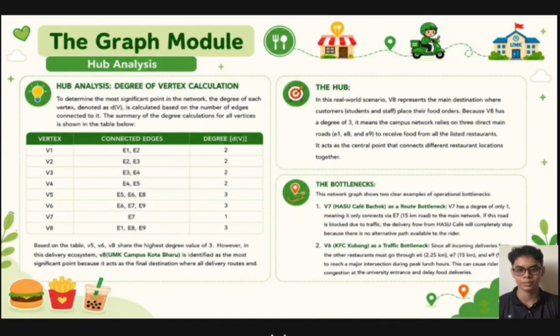Next, we analyze the hub in the graph. A hub is a vertex that has many connections to other vertices. This means it plays an important role in the network because more routes pass through it. By looking at the adjacency matrix, we can identify which vertex has the highest number of connections. That vertex is considered the main hub, and it is important because it can affect delivery efficiency.